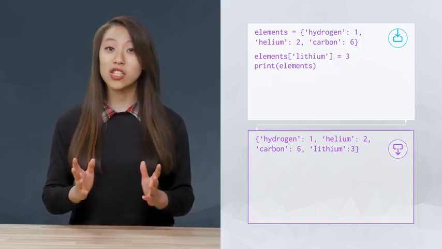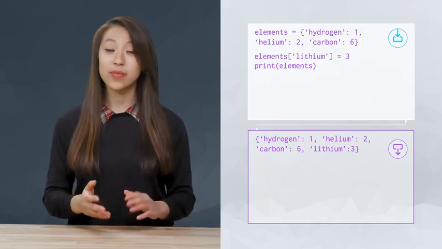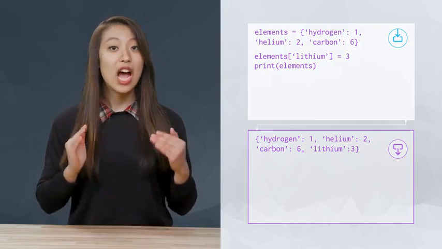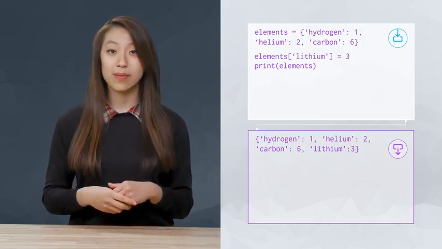Unlike lists, dictionaries can have keys of any immutable type, not just integers. The element dictionary uses strings for its keys. However, it's not even necessary for every key to have the same type.